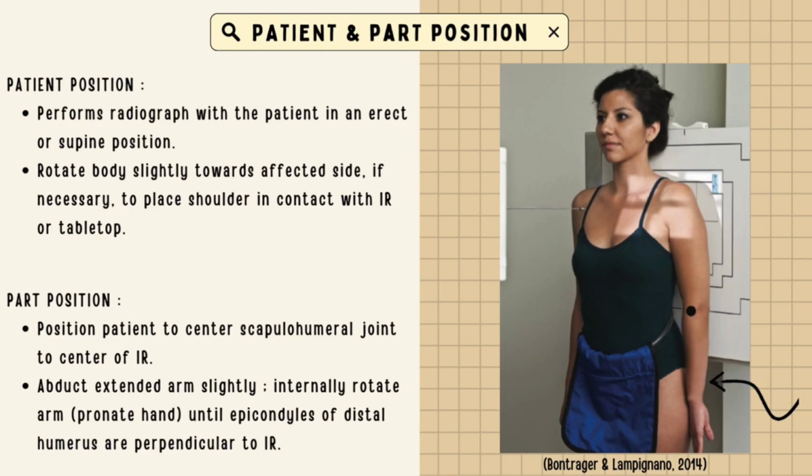Then, the arm is internally rotated by pronating the hand until the epicondyles of the distal humerus are perpendicular to the IR. As you can see in the video, focus on the arm that is internally rotated. That is how you perform internal rotation for the shoulder.